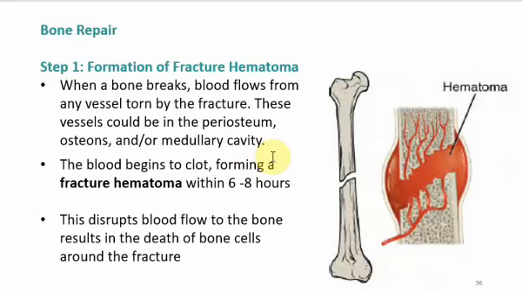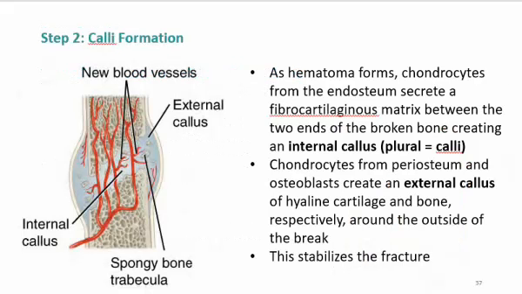As blood flows to the fractured region, the blood cells begin to clot. That clot forms what we call a fracture hematoma, and that will happen within 6 to 8 hours following a fracture. Now, formation of a fracture hematoma will basically interfere with the flow of blood to the bone, and once you cut off flow of blood, then cells around the broken bone will die. Okay, those cells undergo death because of lack of oxygen and lack of nutrients.